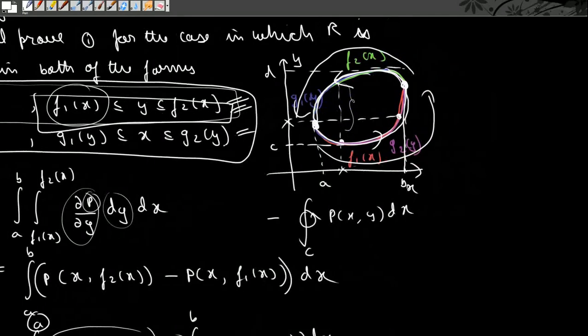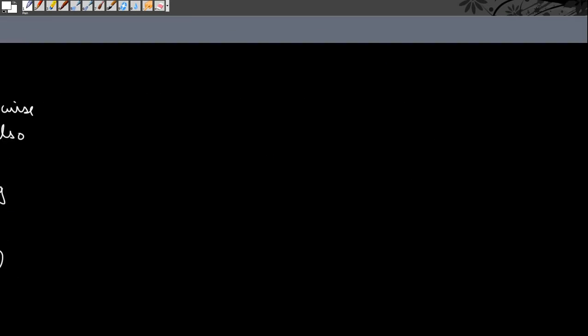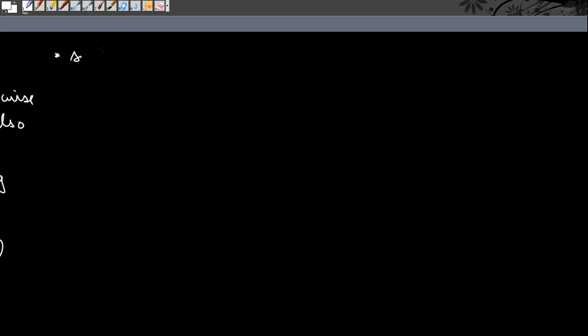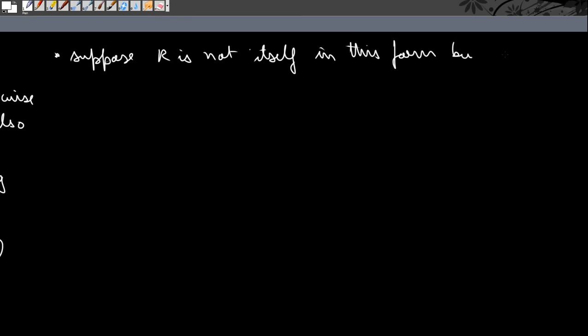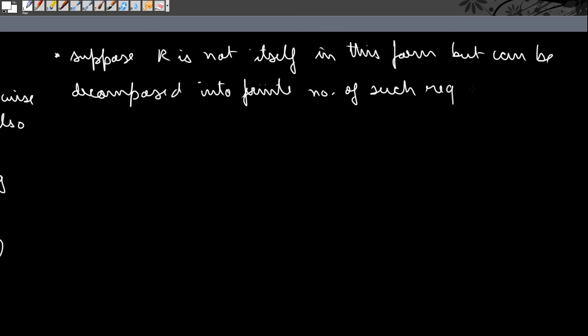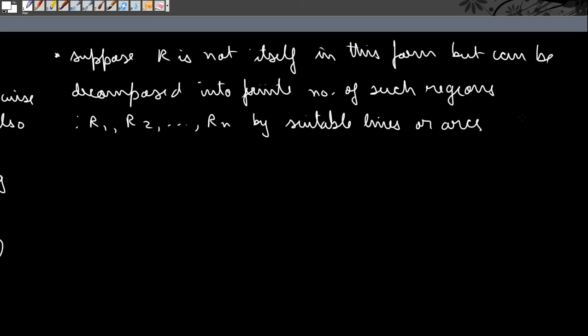Now what if we cannot directly express the region in that form? Then how do we prove it? So suppose R is not itself in this form but can be decomposed into a finite number of such regions. Let's call these decomposed regions R1, R2, dot dot dot, Rn. And how do we do this? We can do this by suitable lines or arcs. I'm going to show this using an illustration.